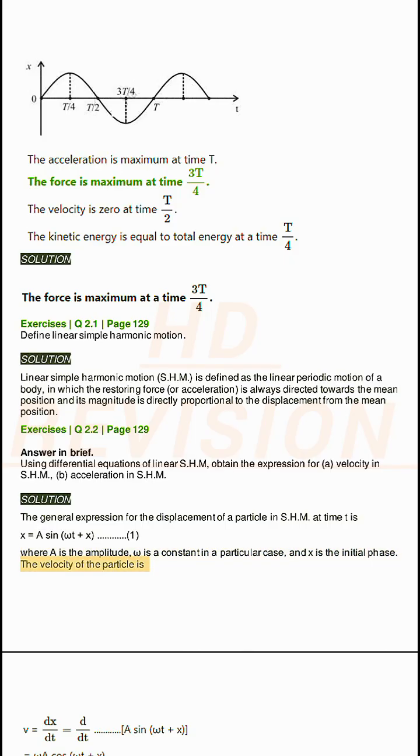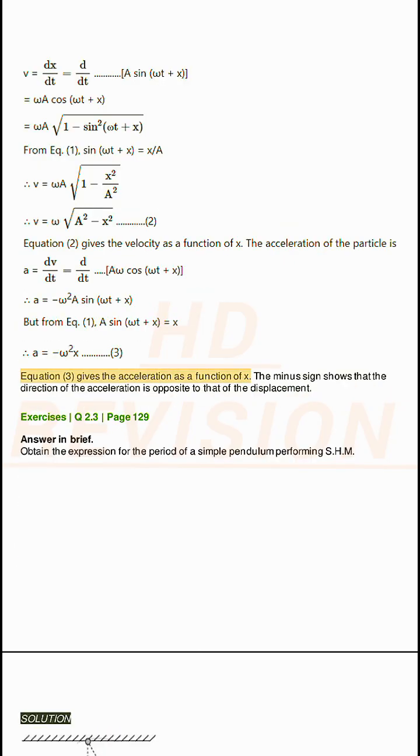The velocity of the particle is obtained by differentiation. Equation 3 gives the acceleration as a function of x. The minus sign shows that the direction of the acceleration is opposite to that of the displacement.